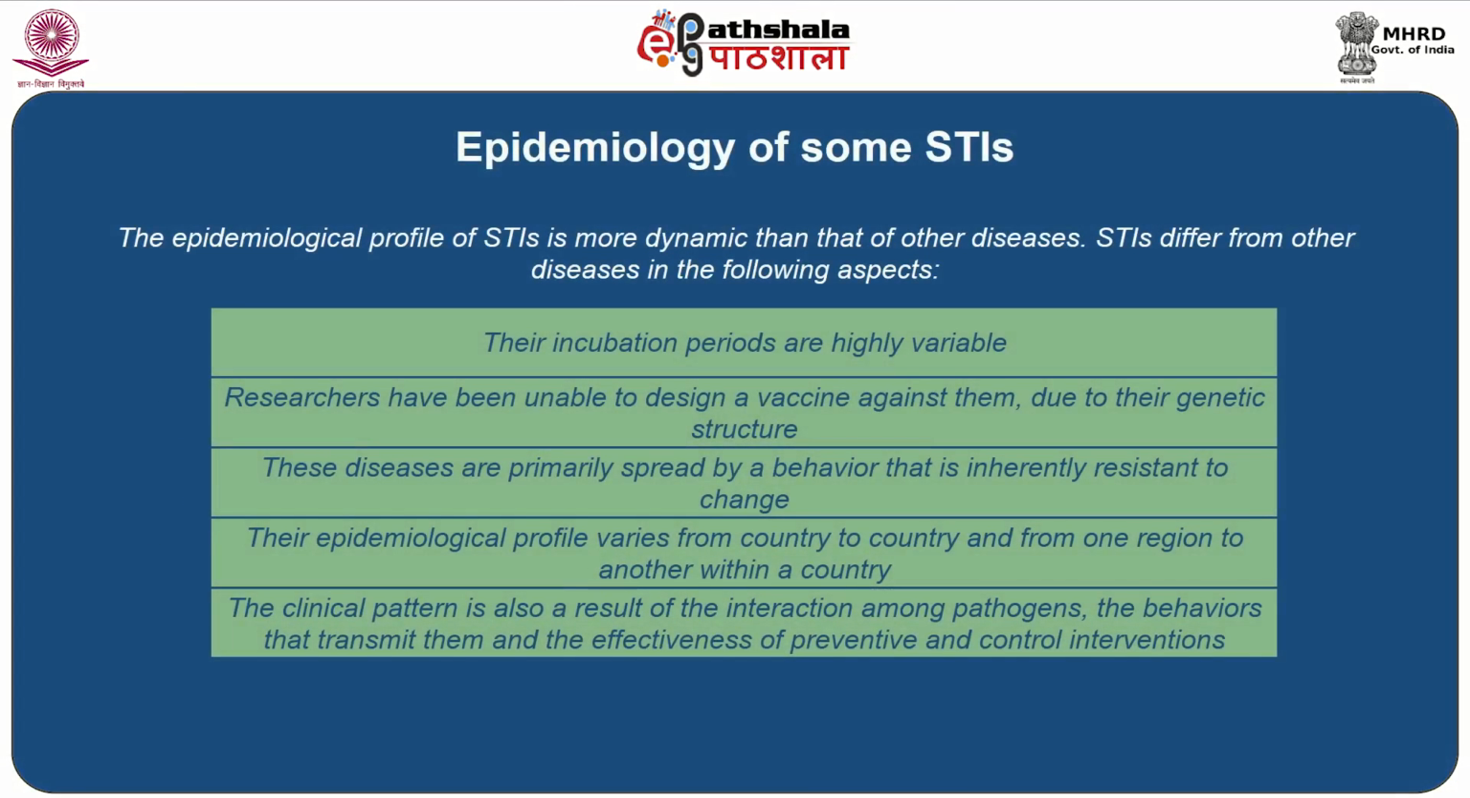The epidemiological profile of STIs is more dynamic than that of other diseases. STIs differ from other diseases in the following aspects. Their incubation periods are highly variable. The genetic structure of most sexually transmitted pathogens is so diverse that researchers have been unable to design a vaccine against them. And these diseases are primarily spread by a behavior that is inherently resistant to change because it is highly motivated and varies considerably within and between social and ethnic groups.